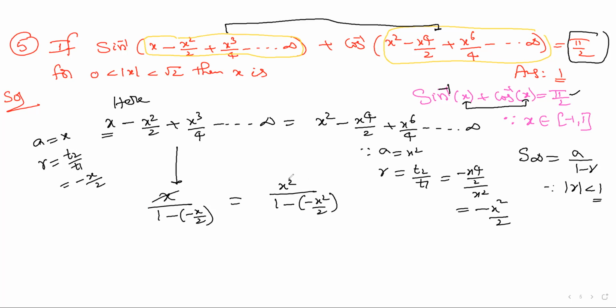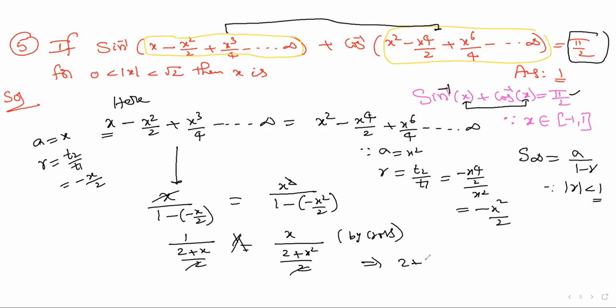So on both sides, 1 by x gets cancelled. What is the LCM denominator here? 2. So 1 by 2 plus x by 2. Here, on the right side, x by 2 plus x square by 2. Here 2 also cancelled. Let us do cross product. What do we get here? By cross product, 2 plus x square is equal to x into 2 plus x.